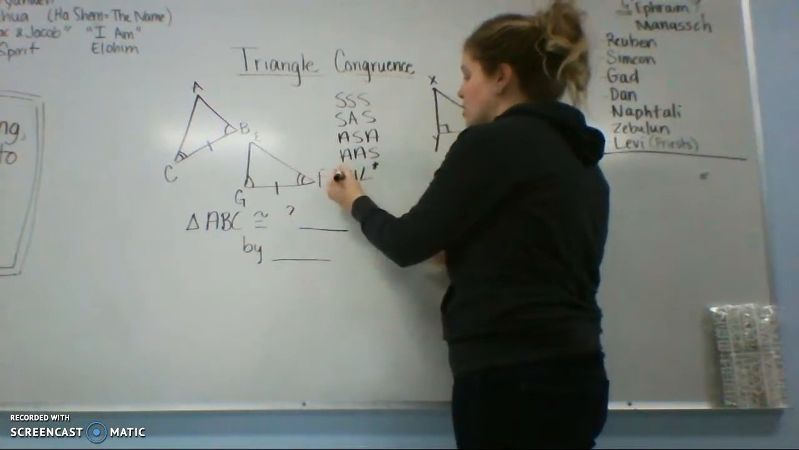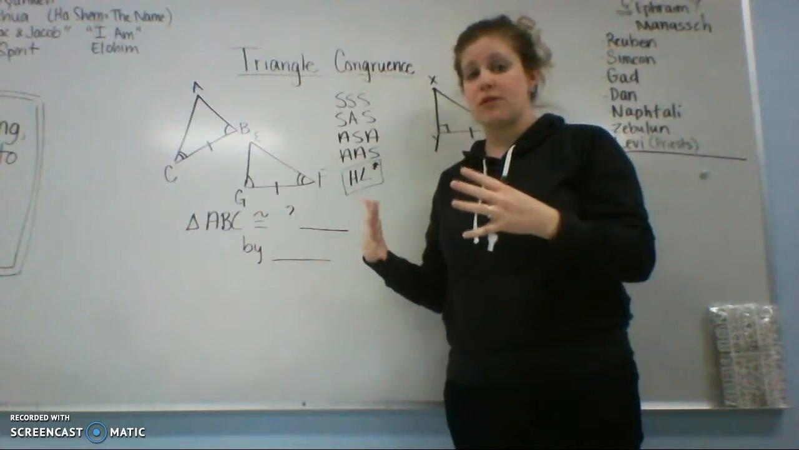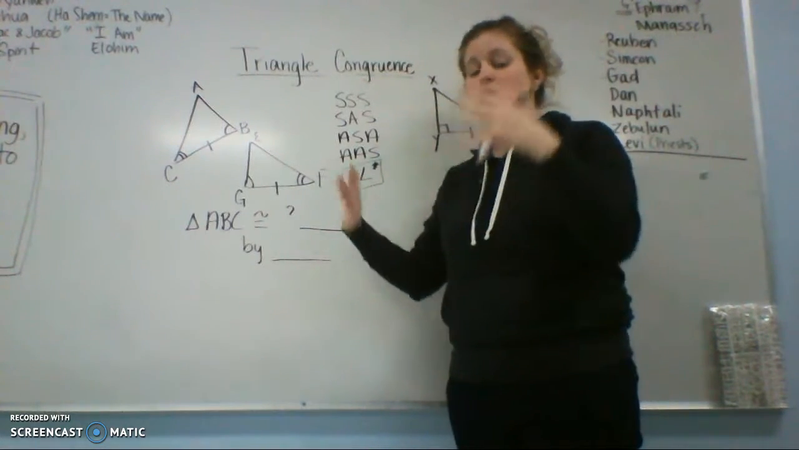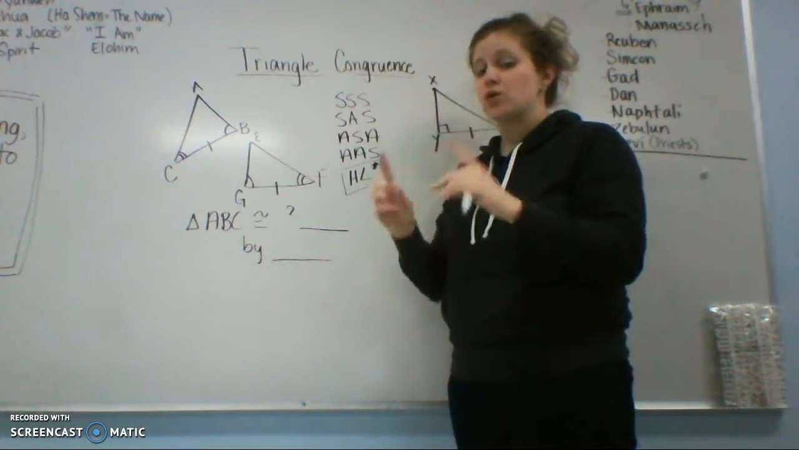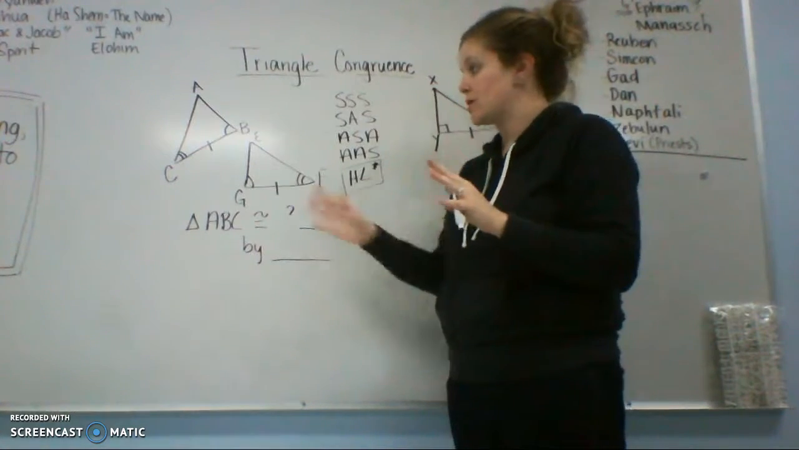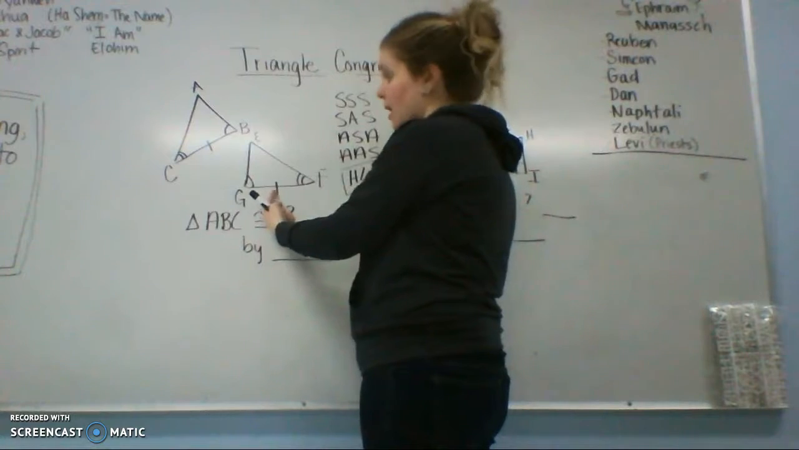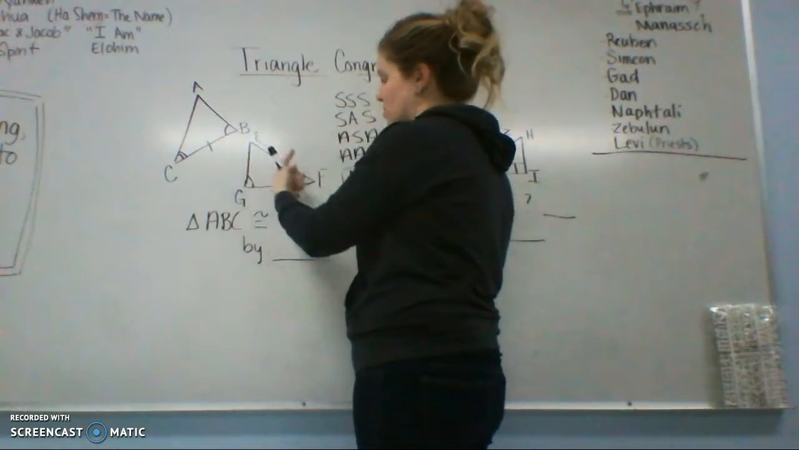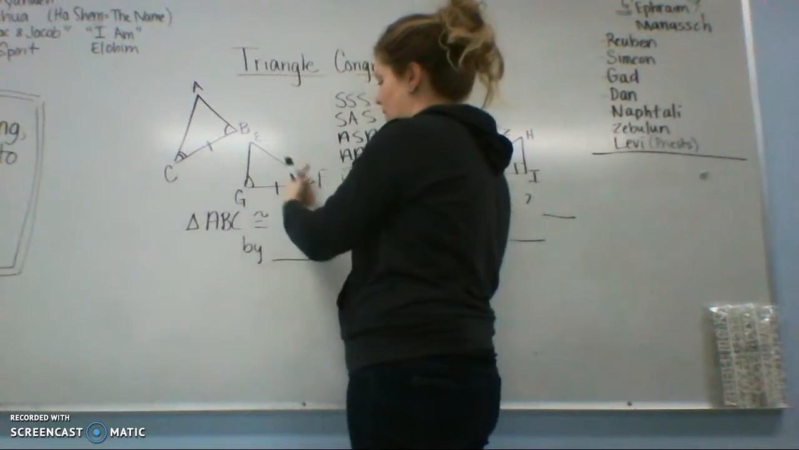Now, not including hypotenuse leg, all the rest of these, you have to know at least three pieces of information: all three sides, two angles and a side, or two sides and an angle. So if I only have two pieces of information, I don't have enough to prove that it's congruent. Let's look here. I'm given that one side is congruent. I'm given that angle B matches up with angle G. And I'm given that angle C matches up with angle F.